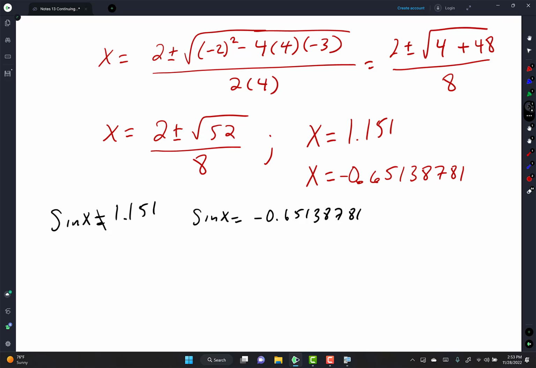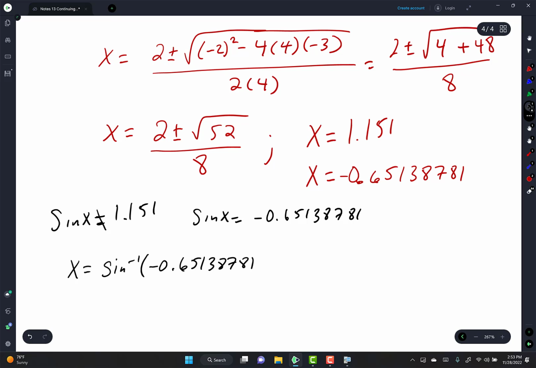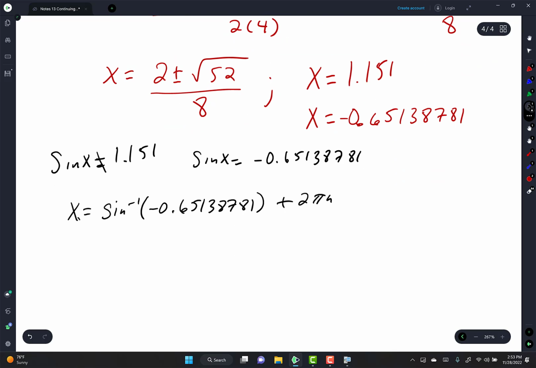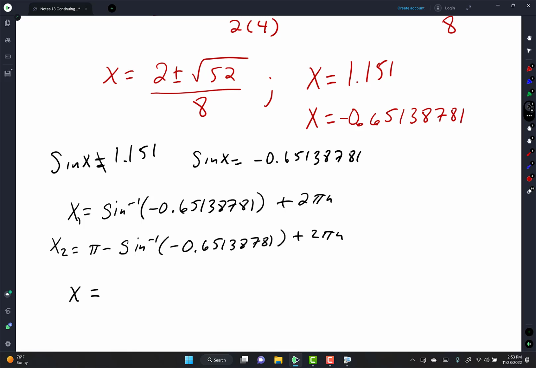And then to get x by itself, you're going to do inverse sine. So x equals arc sine of negative 0.65138781. Just put whatever number you have in the calculator, plus 2 pi n. That's x1. x2 is pi minus, don't forget this one, arc sine of negative 0.65138781 plus 2 pi n. Here are my answers. Y'all ready?